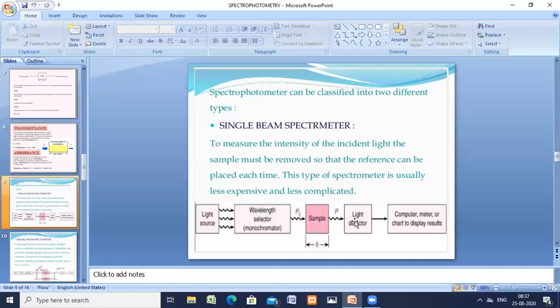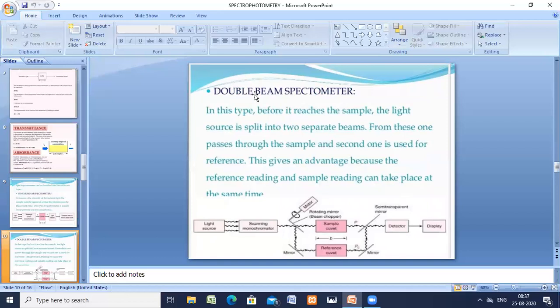Now it comes to the detector. How much ever is absorbed, and the remaining transmitted light is detected. Thereby we can find out the absorbed light. So depending on the transmittance, we can find out the absorbance. And depending upon the absorbance, we find the concentration of the sample, because it is dependent on the concentration and the length. It comes to the display. Now coming to the double beam spectrophotometer.